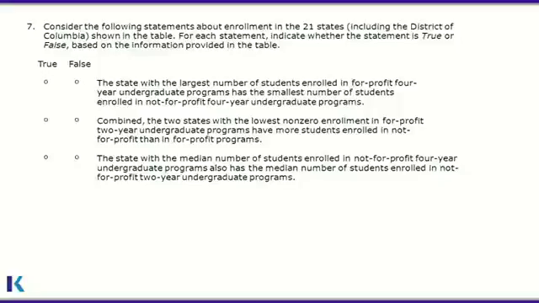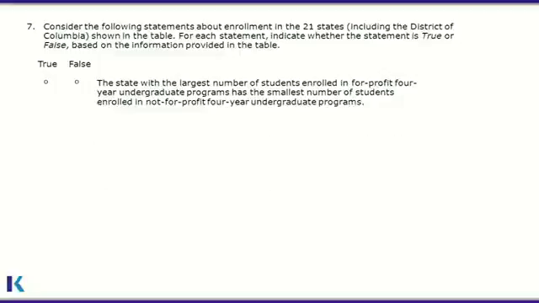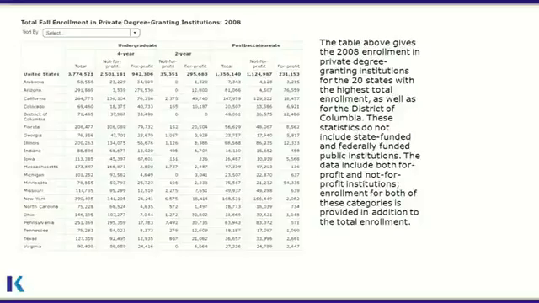Now you have a series of statements to answer. Here, you must indicate if each statement is true or false. Many table analysis questions ask you to compare pieces of information, as this first true-false statement indicates. For this question, you first need to find the state with the largest enrollment in for-profit, 4-year undergraduate schools. Look at your table and find the column that contains that information.